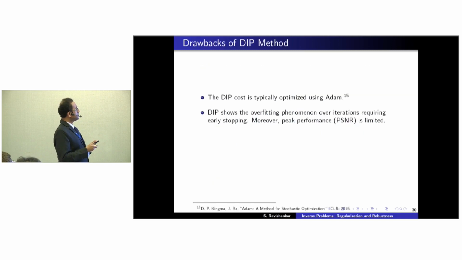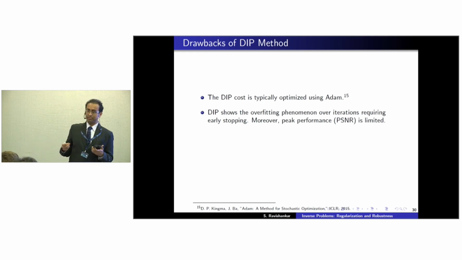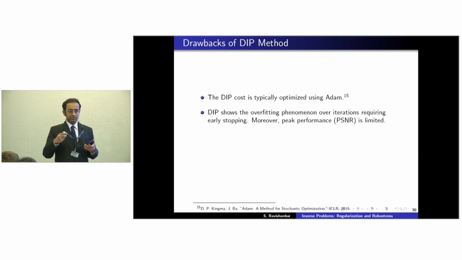But there are challenges with deep image prior. Typically the cost is optimized using something like Adam. And the issue is that because you have no training data, there is an overfitting phenomenon that's observed with deep image prior. And because of this overfitting phenomenon, people have proposed various tools to get around it.